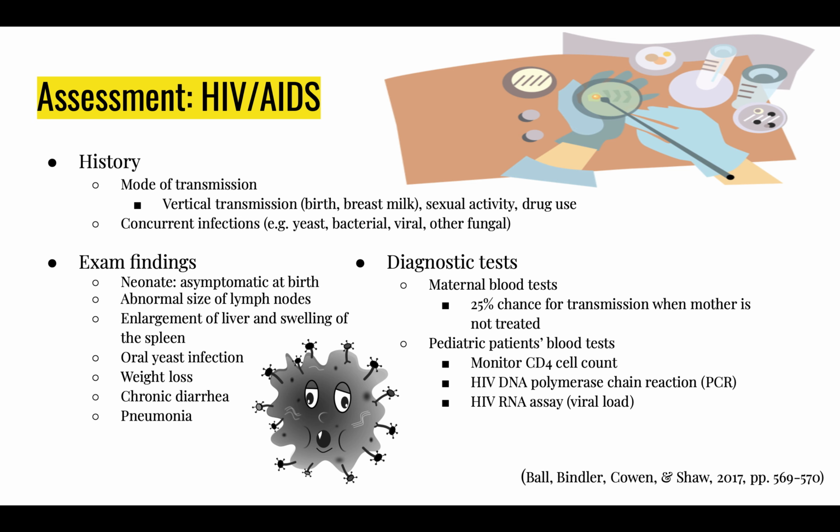In older pediatric patients, there will be an abnormal size of lymph nodes, an enlarged liver, and swelling of the spleen, oral yeast infection, weight loss, chronic diarrhea, and pneumonia.